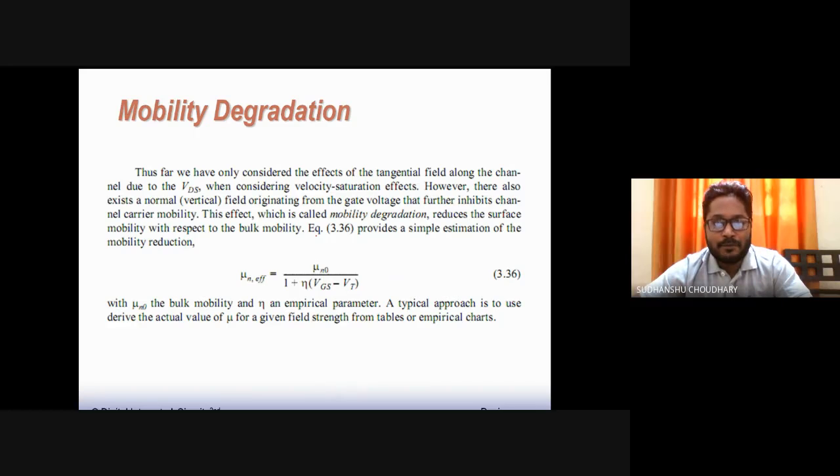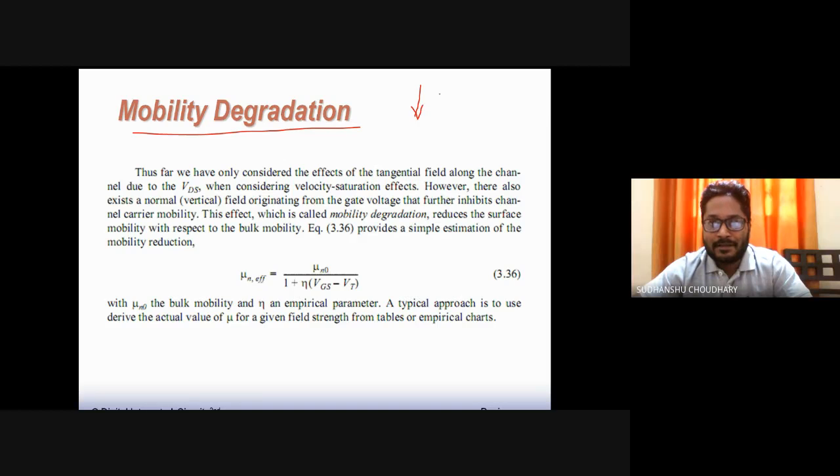Now, apart from velocity saturation, which is a second order effect or short channel effect, there are more effects, for example, DIBL, hot carrier effect, punch through effect, and also mobility degradation. One of the effects is called mobility degradation, that is, the carrier mobility also reduces with increase in VGS.